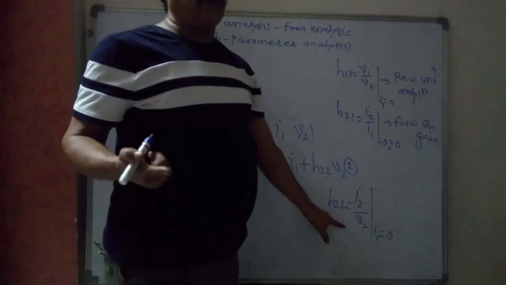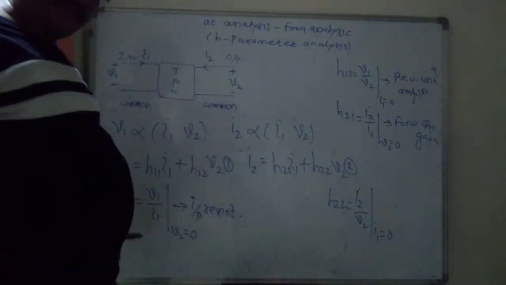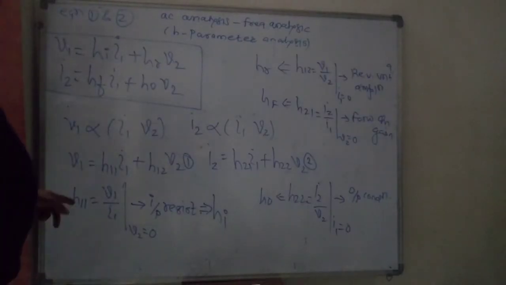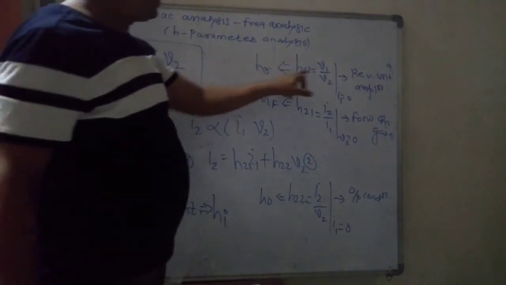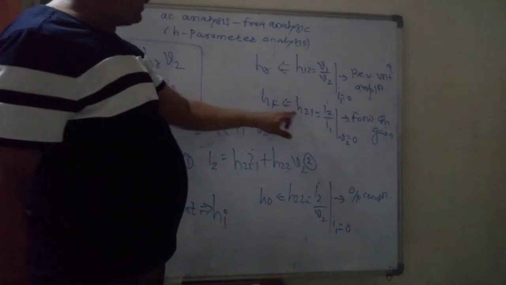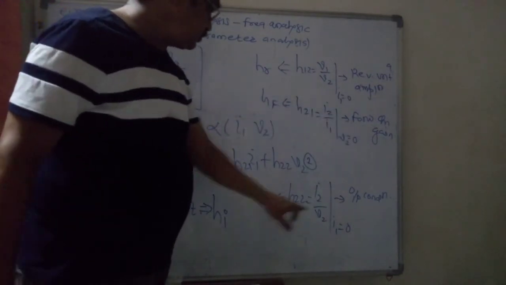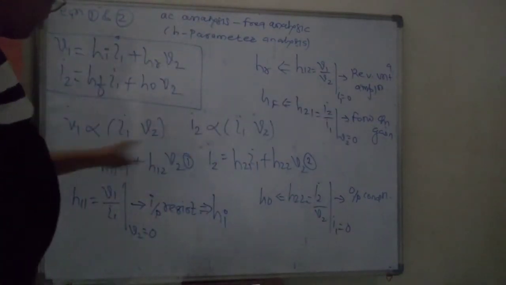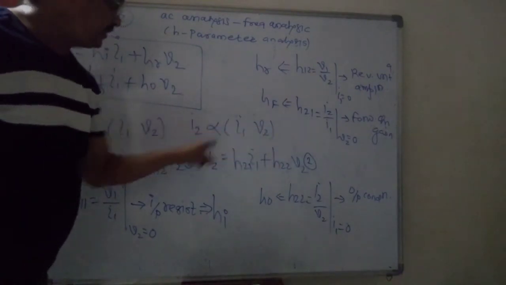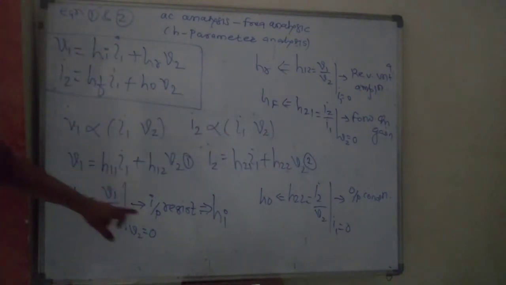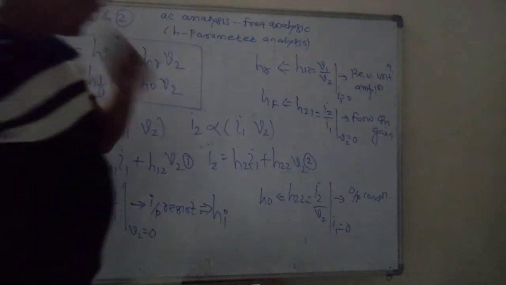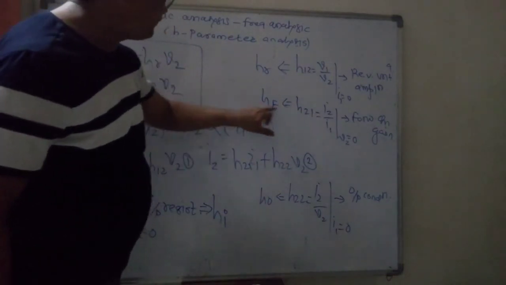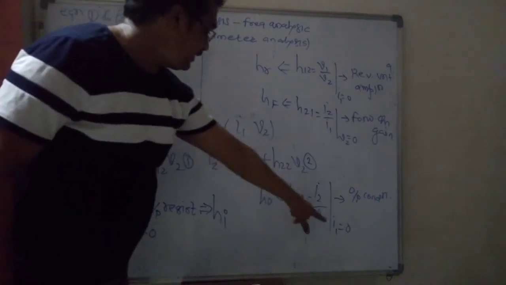Current upon voltage we call it as conductance, as voltage upon current is resistance. Right? So H11 is replaced by HI. H12 is replaced by HR, H21 by HF and H22 by HO. So I am writing these two equations again. In place of H11 I will write HI, in place of H12 I will write HR, in place of H21 I will write HF and in place of H22 I will write HO.